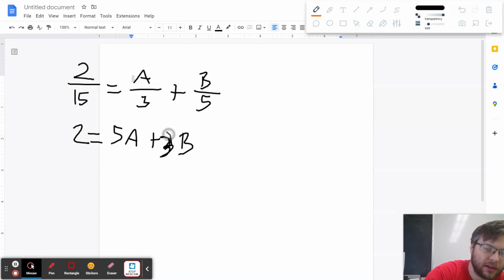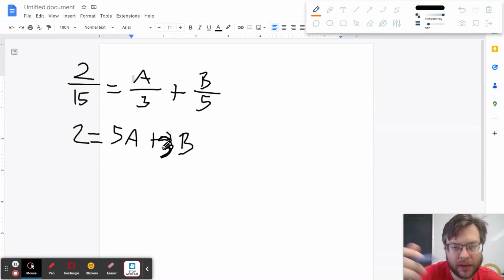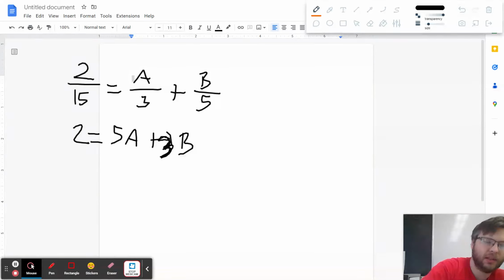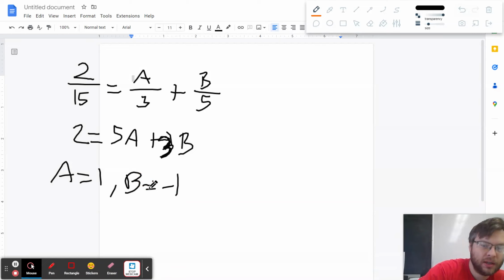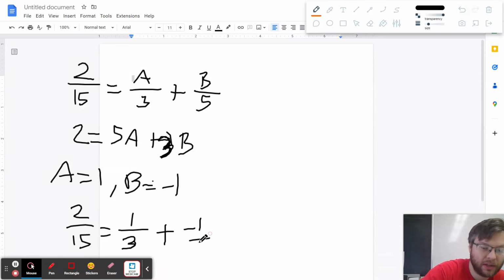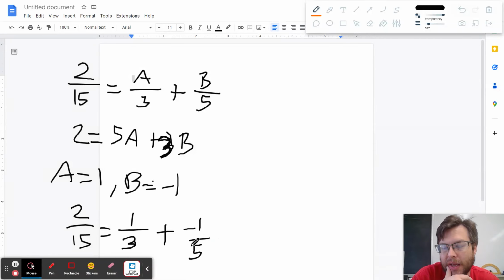In these cases there's actually an infinite number of solutions, and you can choose whatever you want to use. For example, if I make a equal 1, then I have 2 equals 5 plus 3b, so b has to equal -1. It turns out that 2 over 15 is equal to 1/3 plus -1/5, or if you want, you can write it as minus. You can verify that this is true for yourself.